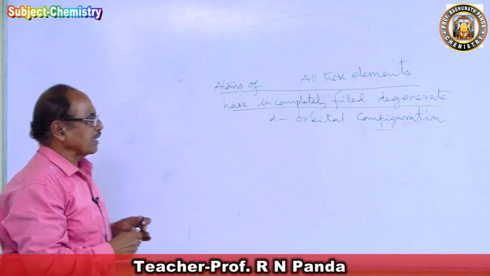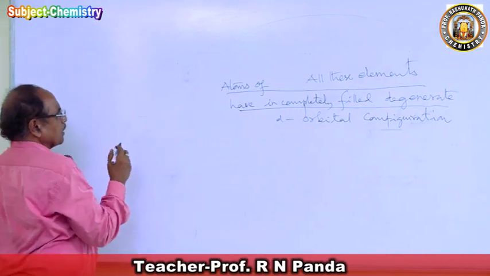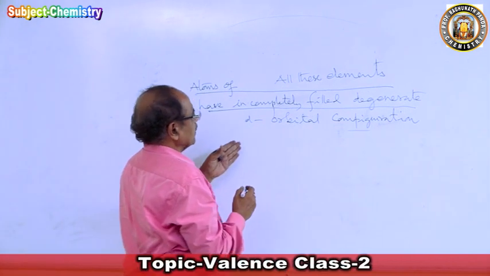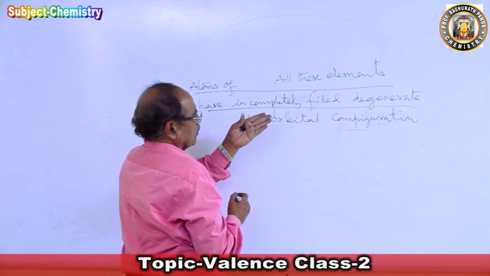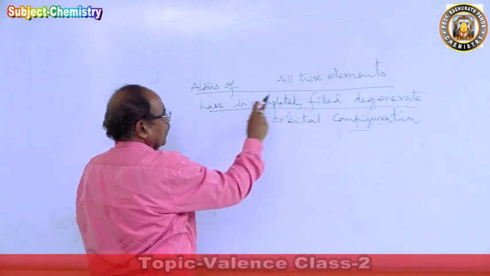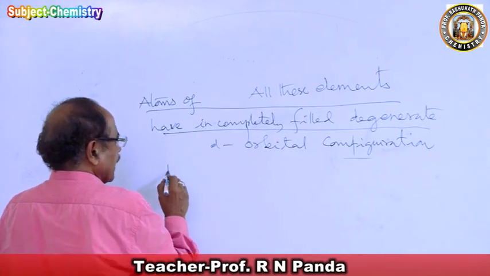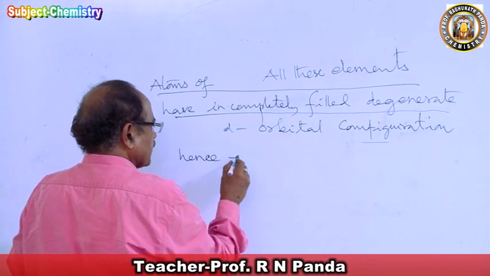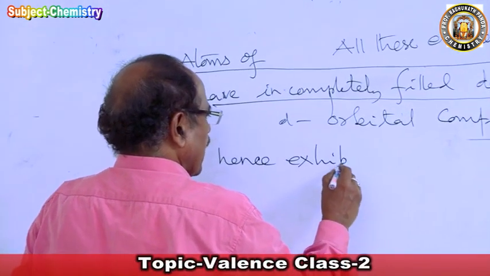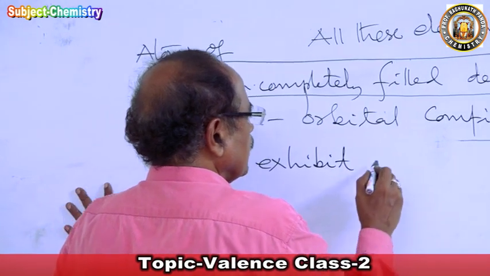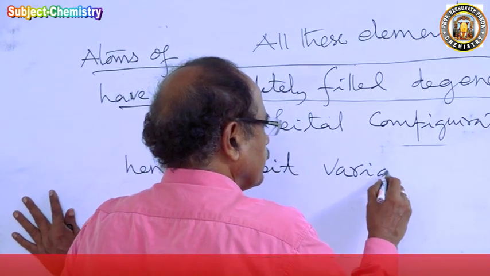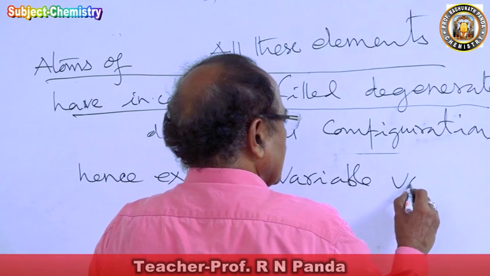Now I will come to one example. The atoms of all these elements have incompletely filled d orbital configuration. Hence they exhibit variable valency states.